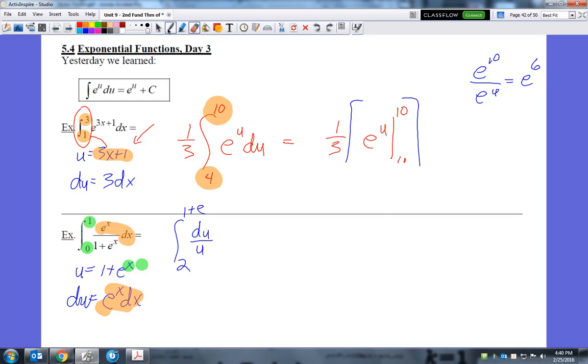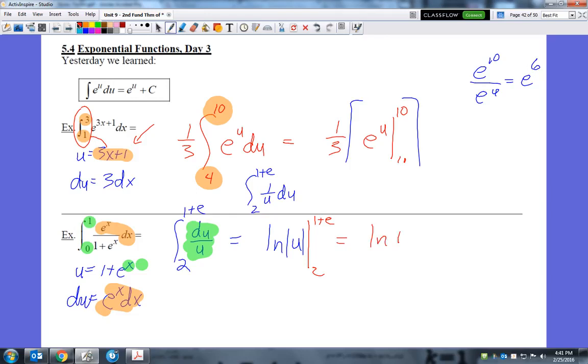Okay? So the integral of this guy right here is natural log of u, the absolute value. Again, because that looks like 1 over u du, just like we did before. It looks like this if you were to rewrite it to something that looks a little bit more familiar to you and what you have memorized. So the natural log of the absolute value of u, and it will be evaluated from 2 to 1 plus e, because this is a definite integral.